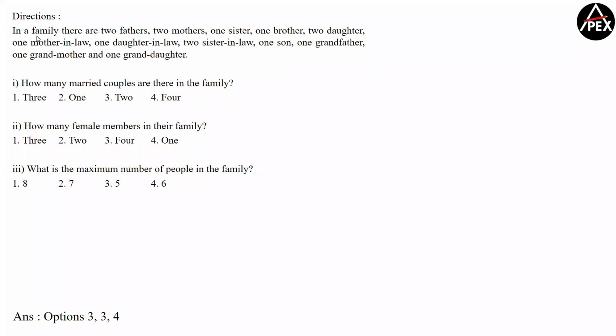In this question, in a family tree, there are two fathers, two mothers, one sister, one brother, two daughters, one mother-in-law, one daughter-in-law, two sisters-in-law, one son, one grandfather, one grandmother, and one granddaughter. So instead of giving the relation with the persons and their relations, we are given the family tree and the number of fathers, mothers, sisters, daughters-in-law, mothers-in-law, sisters-in-law, sons, grandsons, grandmother, and grandfather.